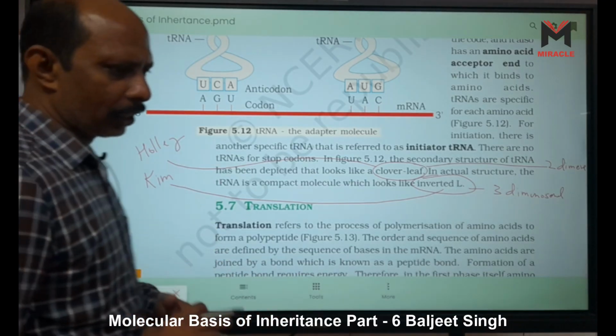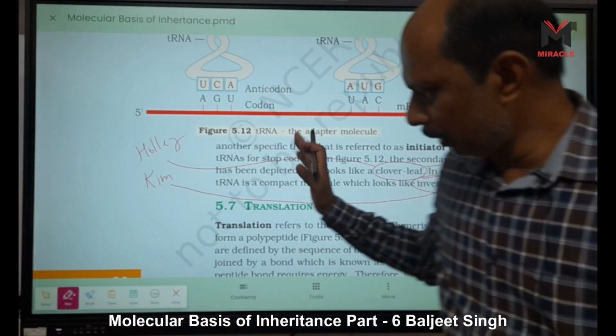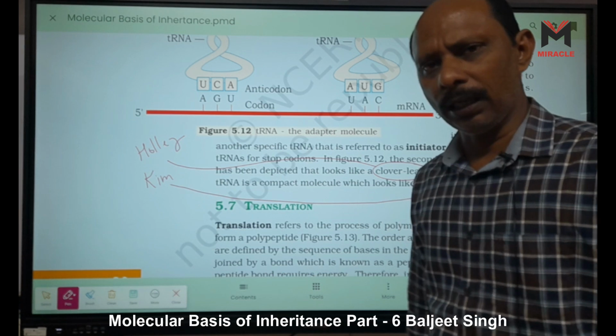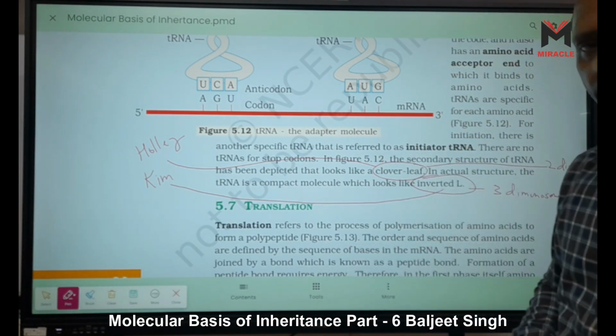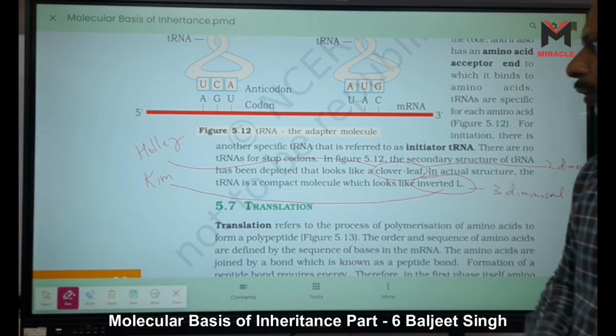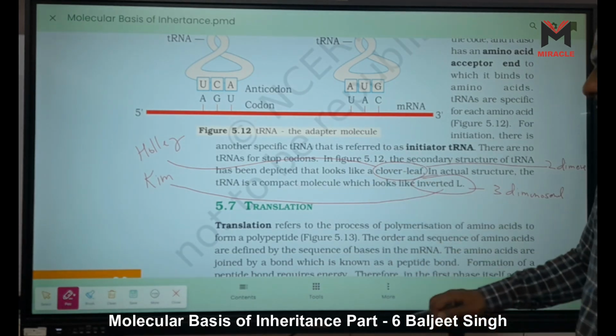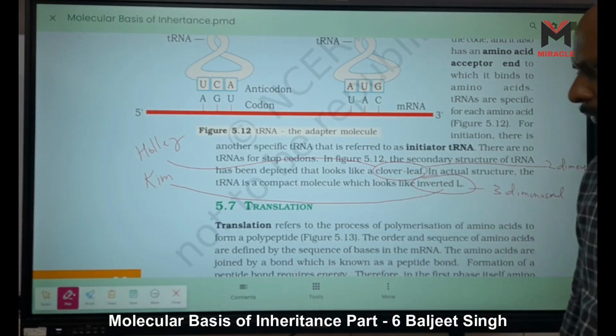The structure of transfer RNA we already discussed deeply in the previous lecture, so this time we need not discuss it once more. Now we start directly with translation.